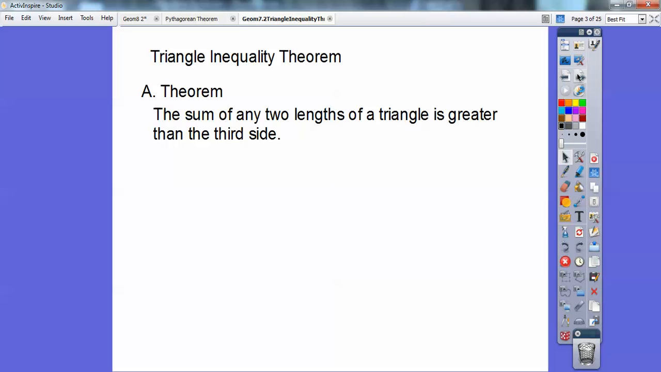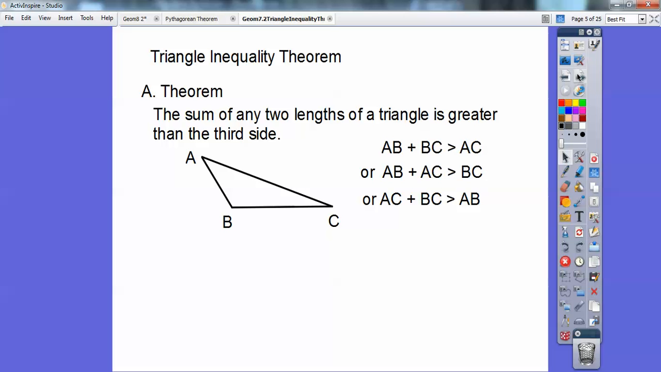What this says is the sum of any two lengths of a triangle is always greater than the third side. So if we have this triangle right here, there are three different possibilities. The sum of this side plus this side must be greater than this side, and then this side plus this side must be greater than this side, and finally this side plus this side must be greater than this side. There are three different possibilities, okay? Otherwise it will not make a triangle if any one of those fails.